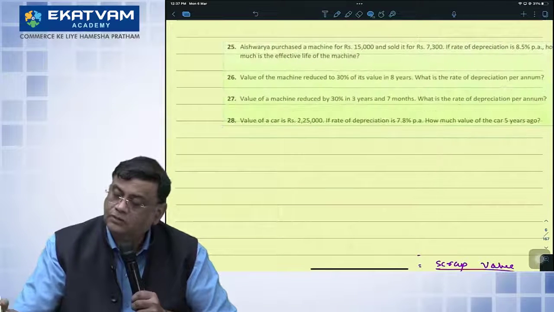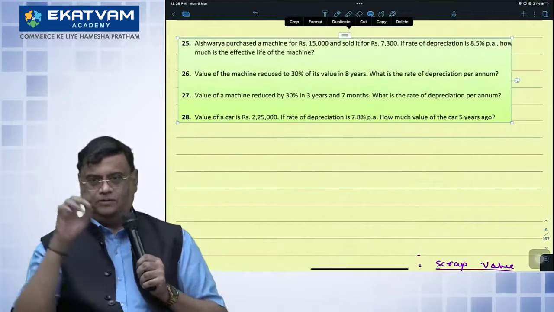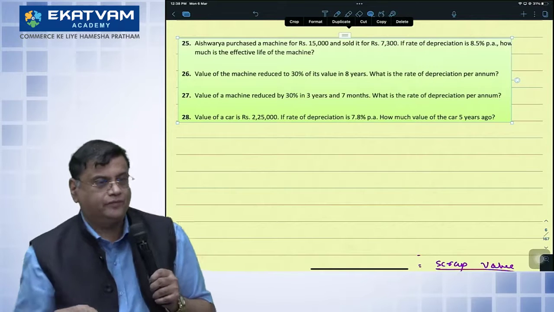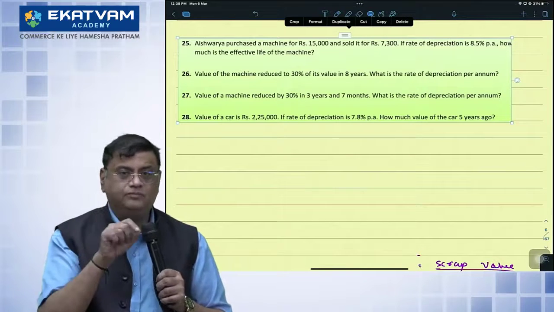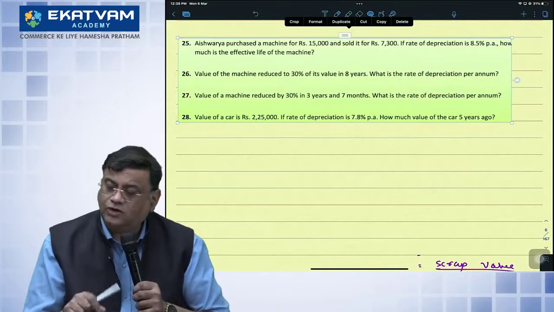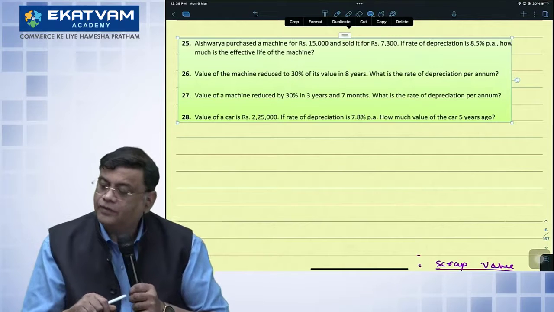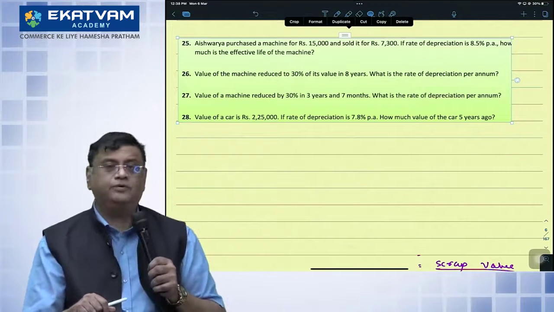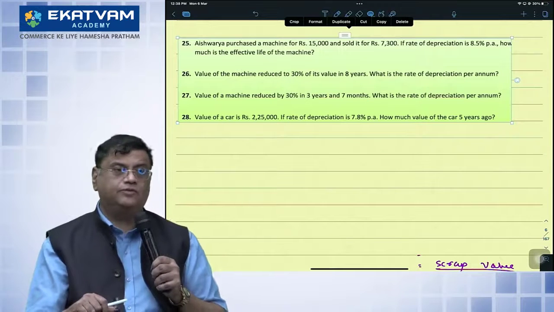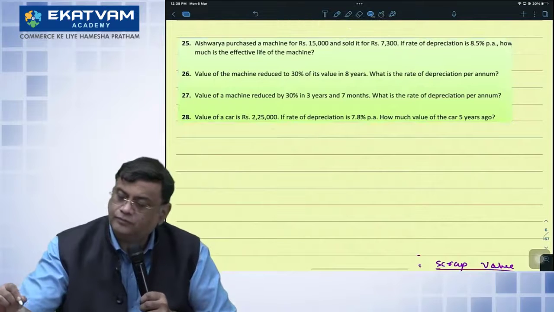Aishwarya purchased a machine for rupees 15,000. You have bought that machine for 15,000, so that is P. Sold it for 7,300, that is A. The rate of depreciation being 8.5%, that is R. And what is the effective life of the machine? So what is to be found? N.